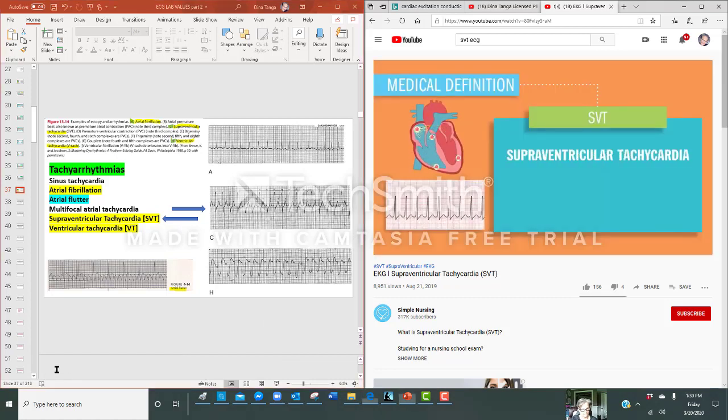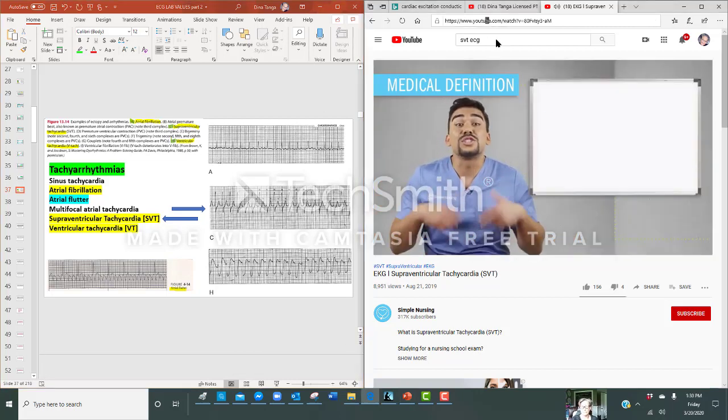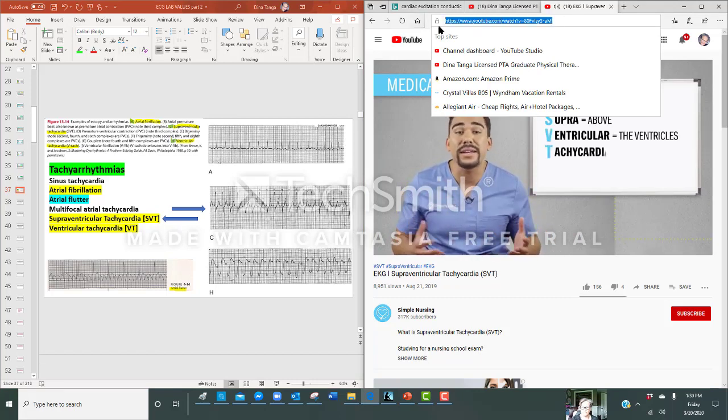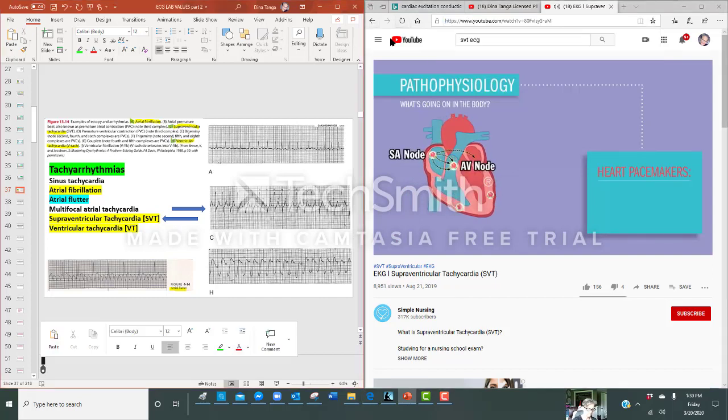Well, supraventricular tachycardia is episodes of rapid heart rate that start in a part of the heart above the ventricles. Which makes sense because supra means above, ventricular means the ventricles, and tachycardia is a heart rate over 100 beats per minute. So what's really going on in the body here?